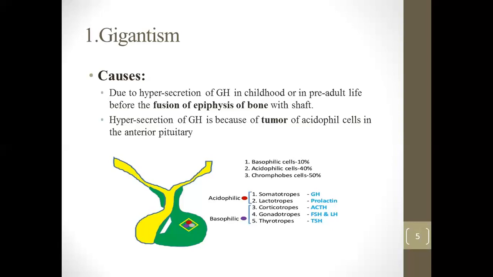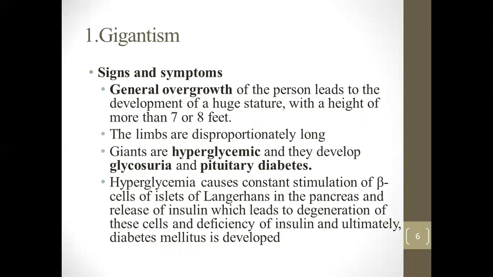If the acidophilic cells have a tumor, then this tumor will cause the anterior pituitary to secrete growth hormone in excess, and this growth hormone will cause gigantism. So in this slide, we see the two main causes of gigantism: the tumor of the acidophilic cells, and hypersecretion of growth hormone in childhood.